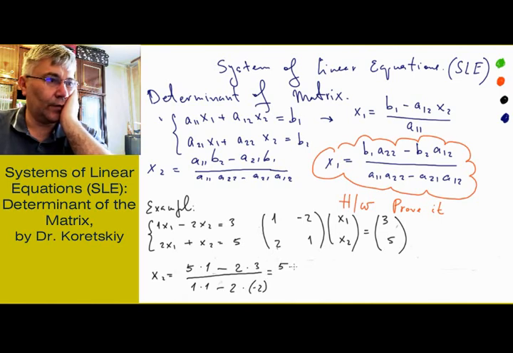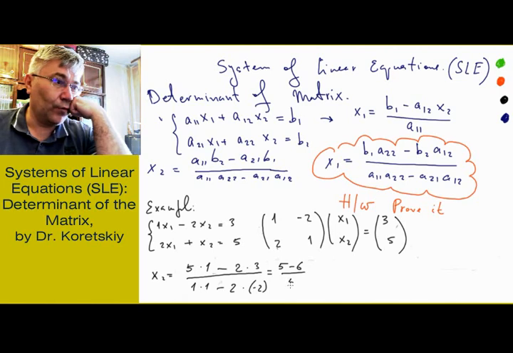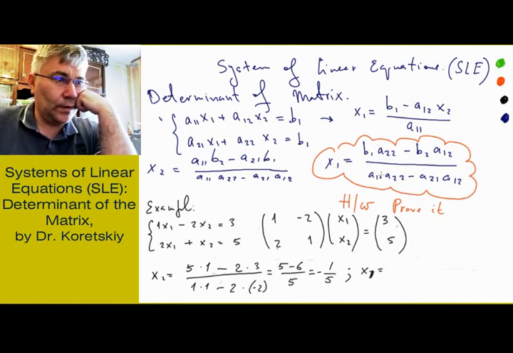And we have 5 minus 6 over 1 plus, minus and minus multiplication gives plus, it is 4, 1 plus 4, 5, and it is minus 1 over 5. And x1 equal, we can use the second formula here, b1, which is 3, times a22.